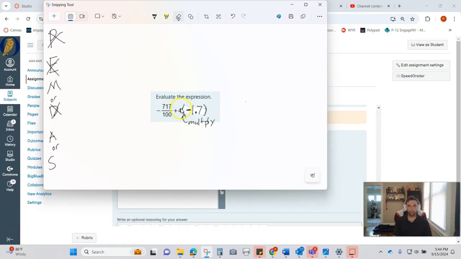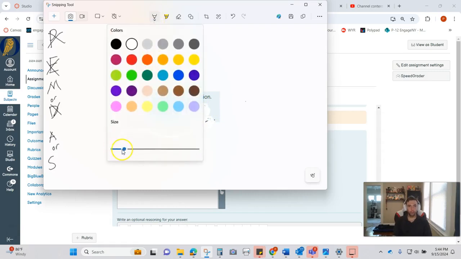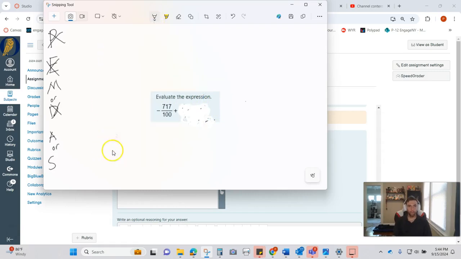So let's smudge this out. We just multiplied. And our new number is negative 6.8. So now all we have is a plus sign. We finished the multiply, we don't have subtracting. All we have left to do is add.